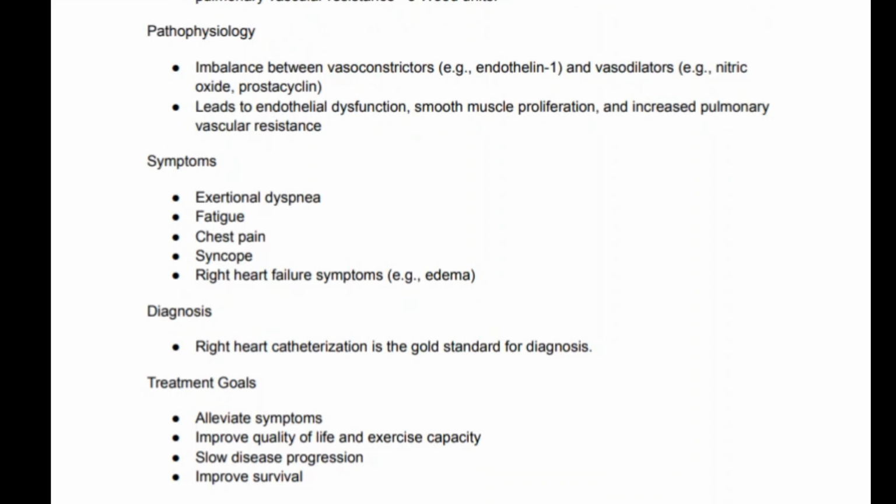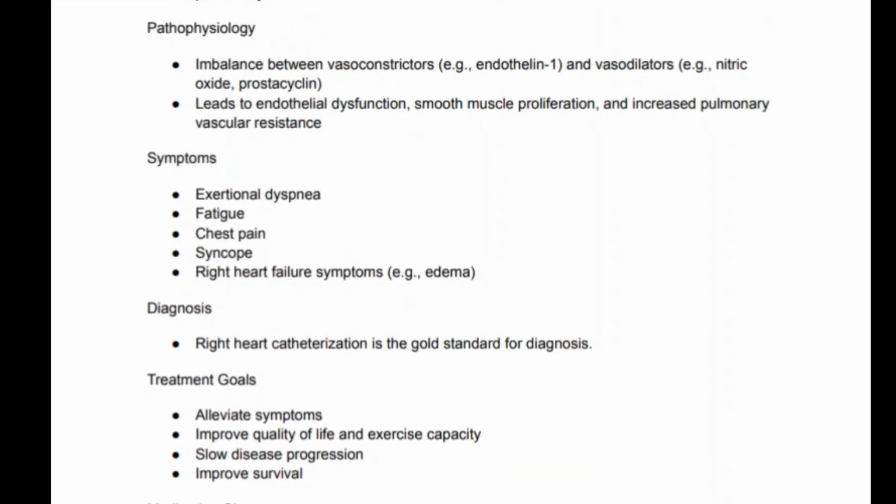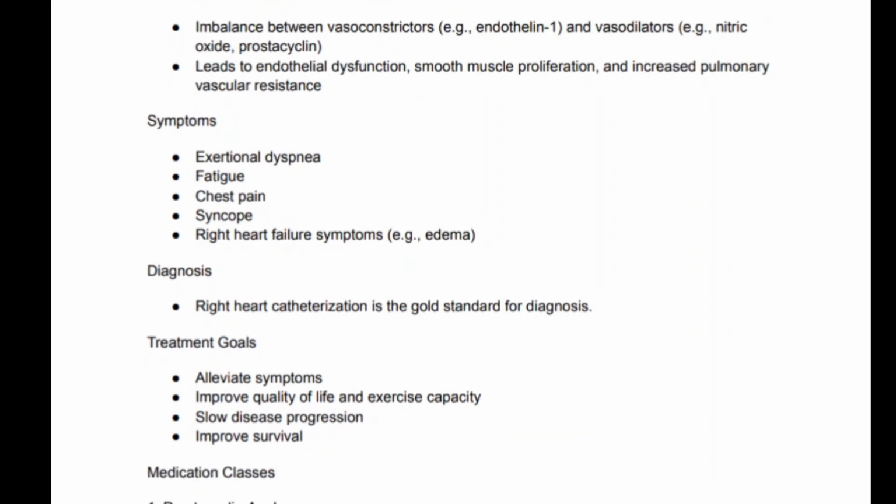Bosentan blocks both types of endothelin receptors, making it a dual ERA. It's known to improve exercise capacity, which is a big plus for our PAH patients. Right. Now, what are some side effects we need to remember for bosentan? Well, hepatotoxicity is a concern, so we need to monitor LFTs. Anemia is a potential side effect as well.